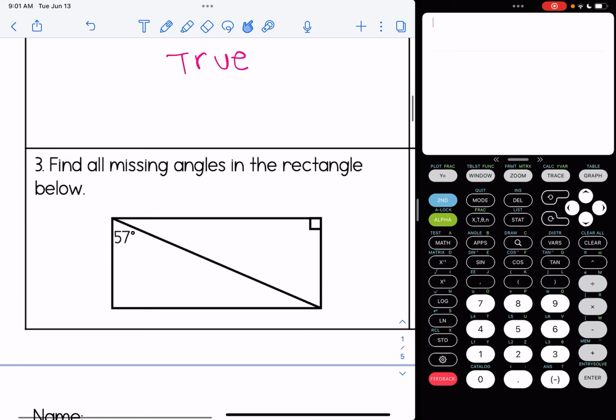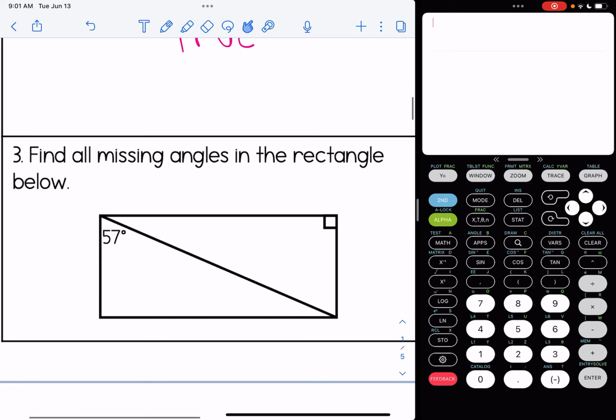All right, number three, find all the missing angles in the rectangle below. Okay, well, I know this angle, bottom left, is 90. To figure out the other angles, there's different things that you could do. For instance, one I see is that up top, those two angles have to add up to 90. So if I take 90, subtract 57, I get 33. I know basically those numbers are going to appear down here.